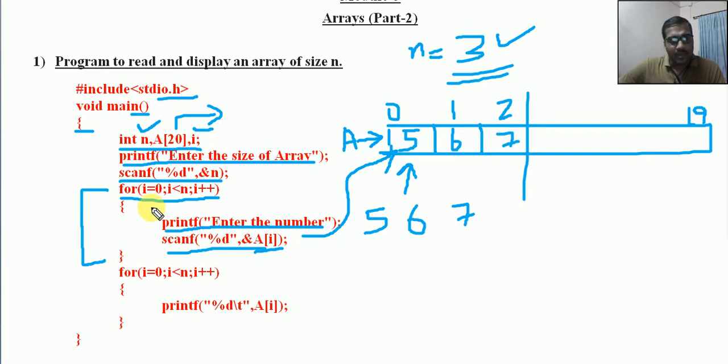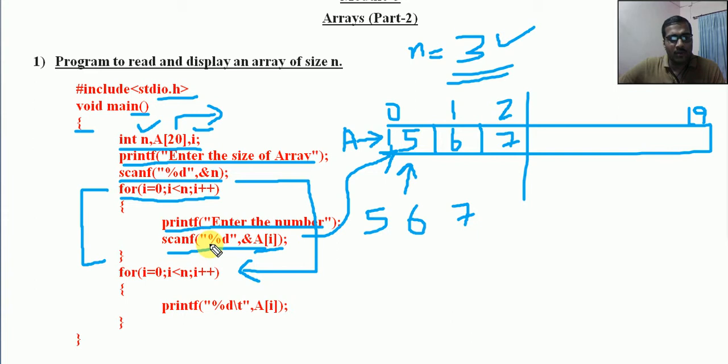The 7 will be allocated here. Now again i will be incremented by 1. That means i equal to 3. 3 less than n. n is 3. 3 less than 3 is wrong, right? So automatically it will exit from the loop and will go to the next statement. So this is the logic used for reading array elements.